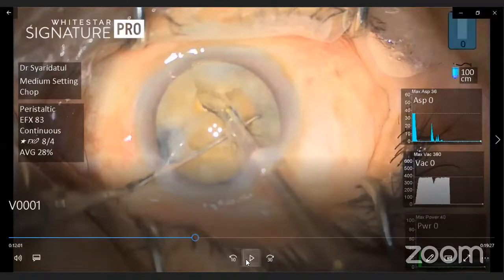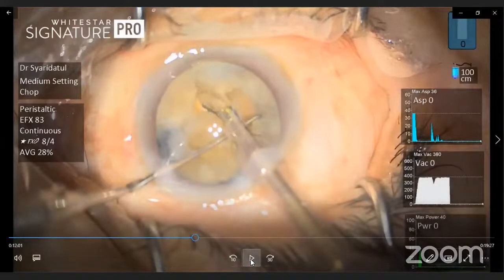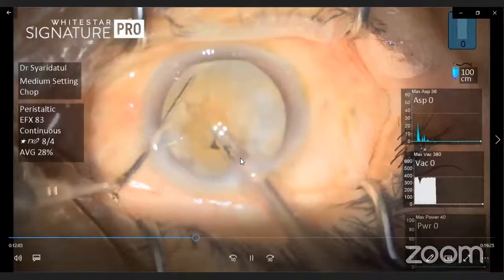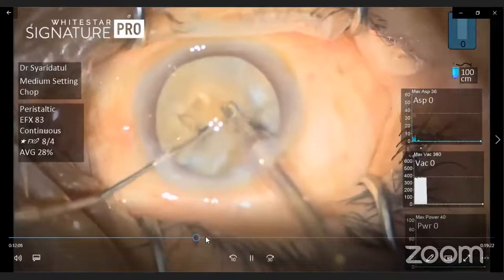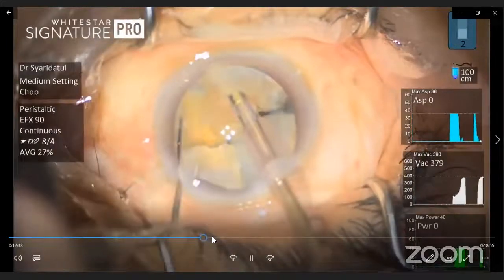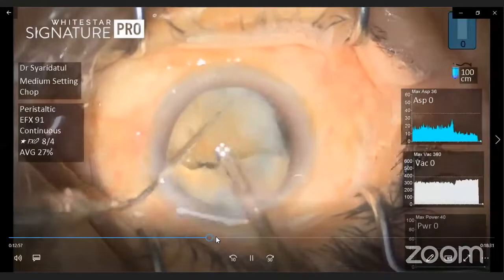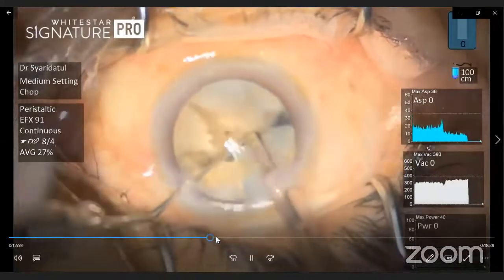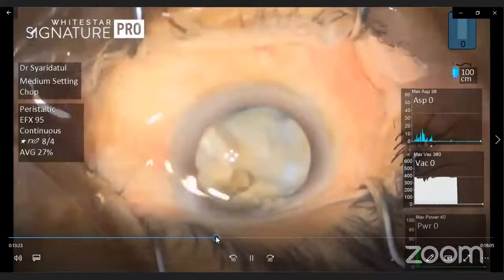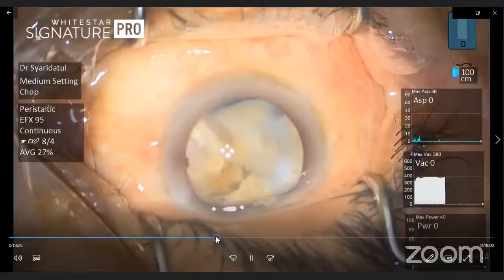Okay, so for this case, again, Dr. Ida started for me and did the cracking. She separated the lens into small pieces for me. Then Sama started from segment removal onwards. Okay, so this is when I started.